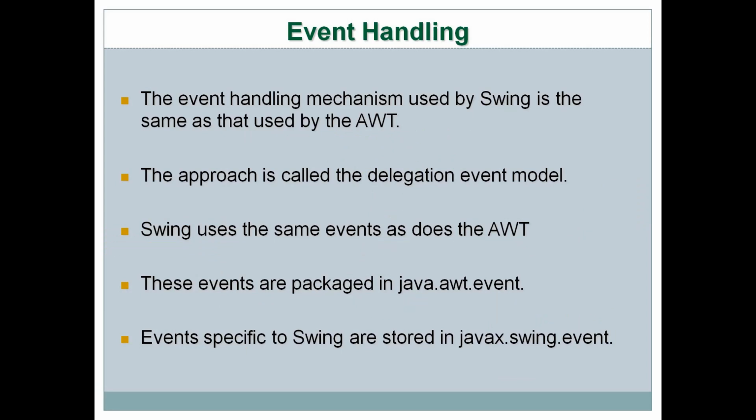The event handling mechanism used by Swing is the same as that used by the AWT, that is Abstract Windowing Toolkit. We have already studied event handling in AWT in the first unit. The event handling approach used by Java Swing is called the delegation event model. In the delegation event model, the work of handling the event is delegated to the event handler code which is specified. Even this we have discussed in unit 1, so we will not go into detail.